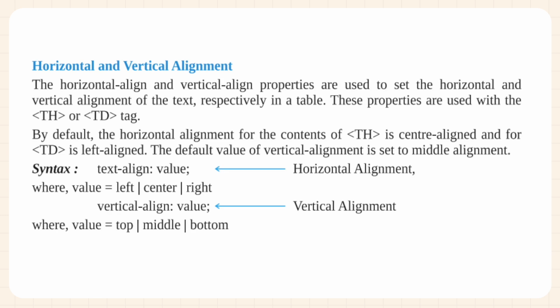Horizontal and vertical alignment. The horizontal align and vertical align properties are used to set the horizontal and vertical alignment of the text, respectively, in a table. These properties are used with the th or td tag. By default, the horizontal alignment for the contents of th is center-aligned and for td is left-aligned. The default value of vertical alignment is set to middle alignment.